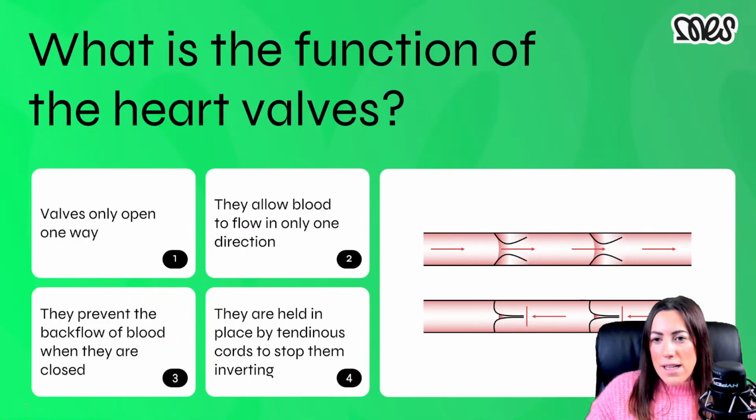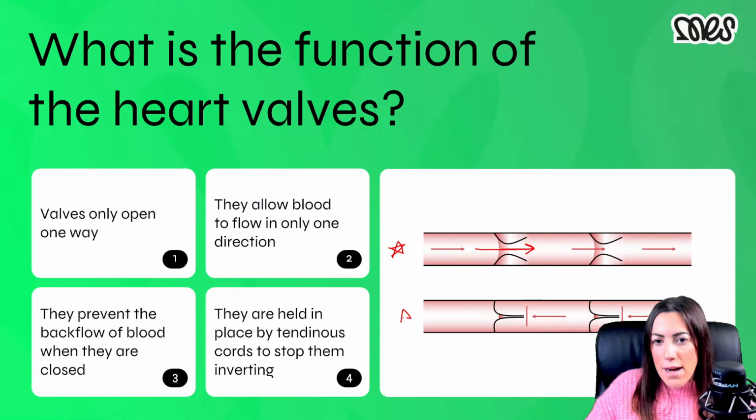Let's think about the valves. We've already mentioned the atrioventricular valves and the semilunar valves. They do the same thing, they're just in different places. Now, the purpose of your valves is to only allow the blood to flow in one direction. If you have a look at this top diagram here, when the valves are open as they are in this diagram, you can see the blood flows through in that direction. Okay, so it's going through when the valves are open.